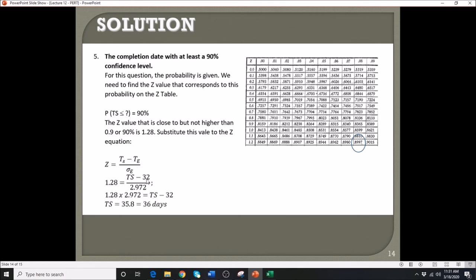So TS minus 32 divided by 2.972, cross multiply your 2.972 to this one. So we have this next line, and that gives you TS minus 32. Multiply this, transfer your 32 to the other side of the equation, that will give you 35.8, or that is equivalent to 36 days, which means that the 36 days will give you a 90% confidence level. Alright, so that is for day 36.